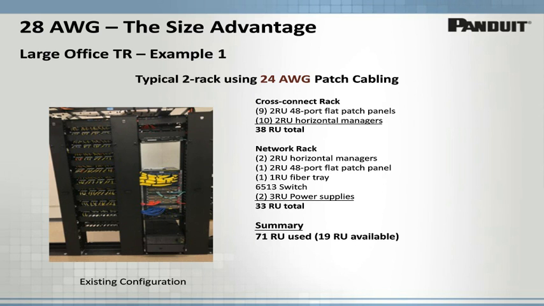However, if we look closely, we see that over 1/3 of the RU consumed is just in horizontal managers, which we've seen are commonly used with 24-gauge patching to manage the cabling bulk. Also, we see that our 480 ports are requiring 20 RU of rack space. So overall, we would consider this a relatively low rack utilization layout, with the patch cabling being one of the main drivers for that.